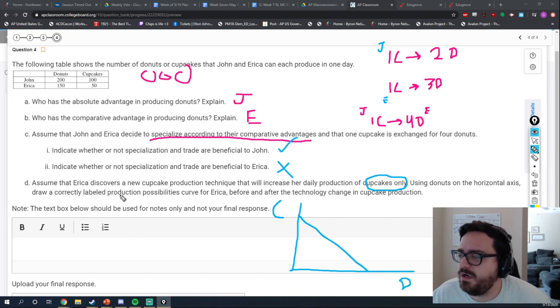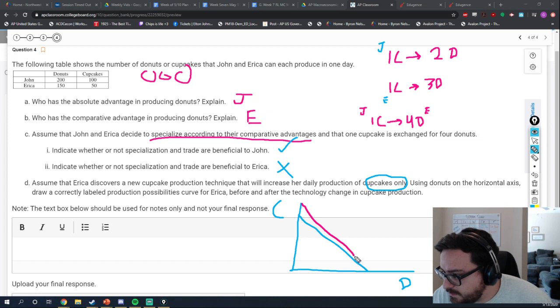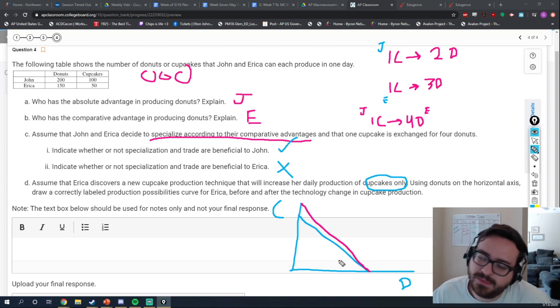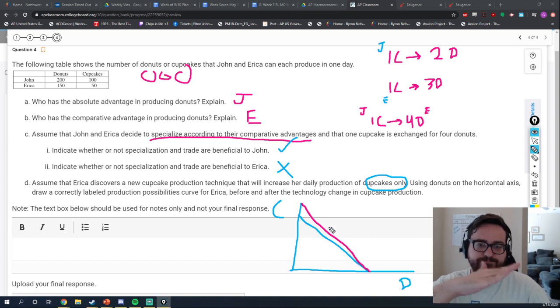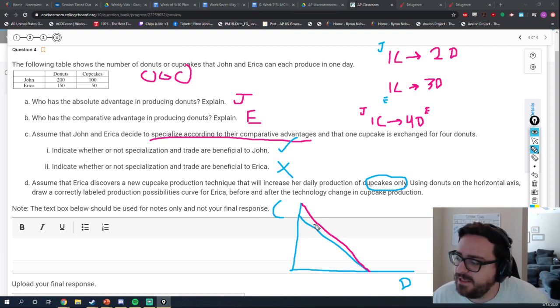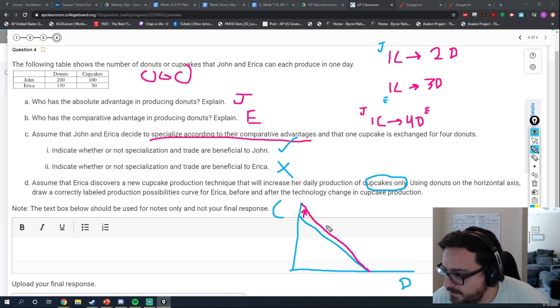Then it asks me to draw a before and after. This is the before line. And then after the technological change, well, it increases cupcakes only, which means I should be able to make more cupcakes, but I should be able to make only the same amount of donuts. Now, ideally, this would have been more of a perfect shift for me, but I'm also doing this with the finger pen thing. That's it. Oh God, this is an arrow.